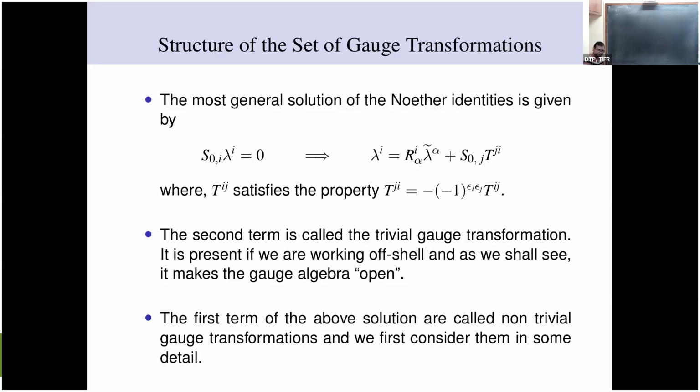So if I understood the discussion correctly, there was already this gauge transformation present in terms of R, and now you found that there is another one, which is this S0,J T^JI, which also leaves the action invariant. Yes. The first term is called the non-trivial gauge transformation, and let's consider this one first in some detail. Then we will come back to the trivial gauge transformation.